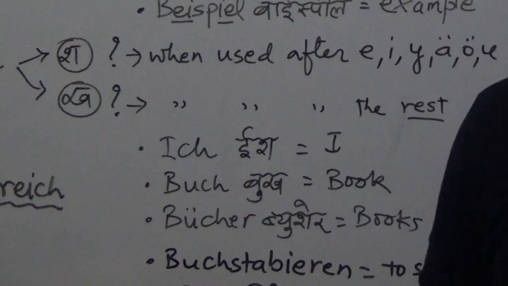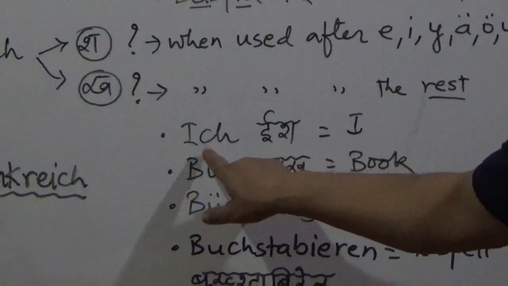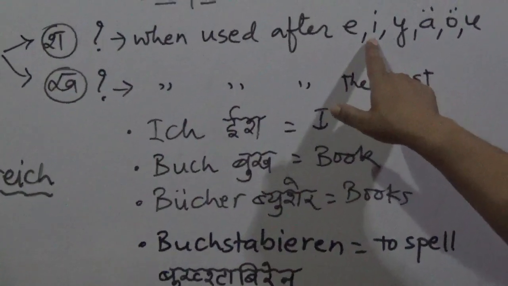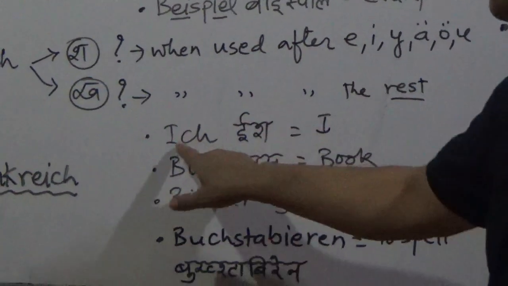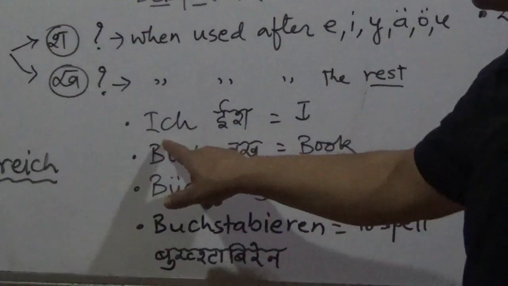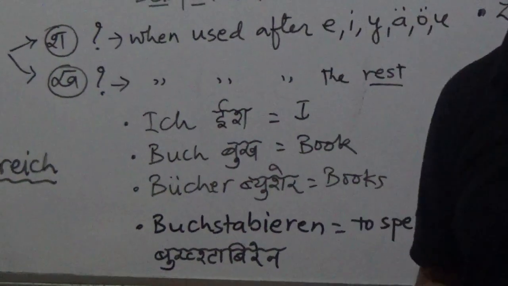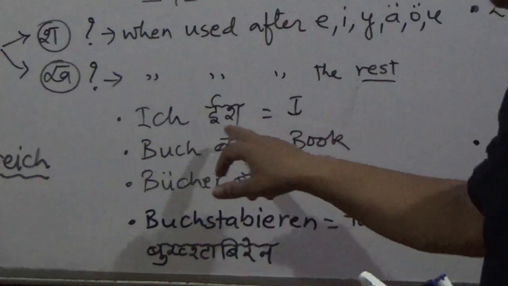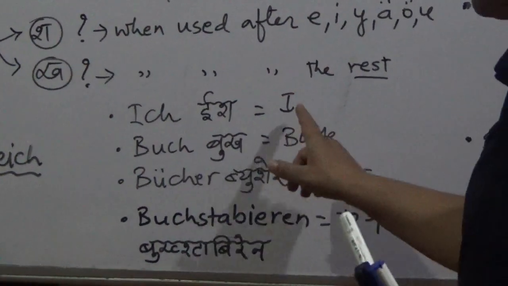I-C-H. I want to read it. Here the CH is coming after I. I have already taught you, if it comes after I, then it will give the sh sound. In German, I gives the E sound. So altogether it is ich. Although in some parts people read it as ich also, technically it is ich, which means I.